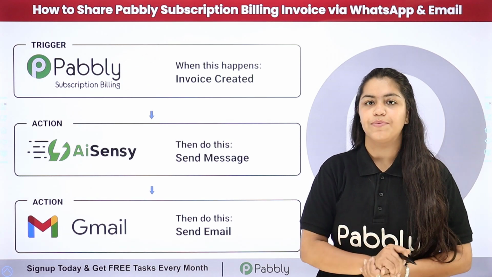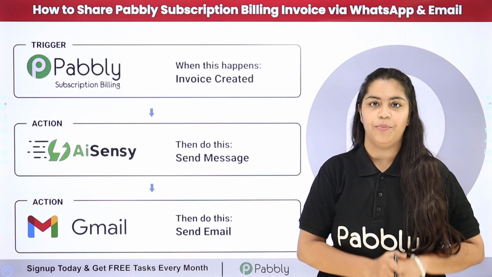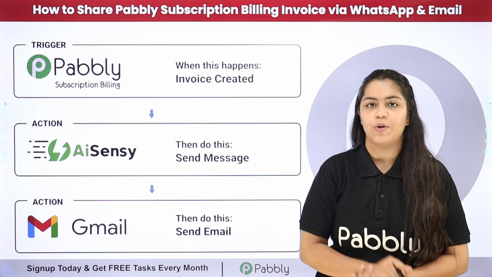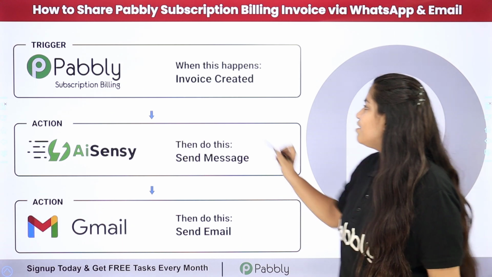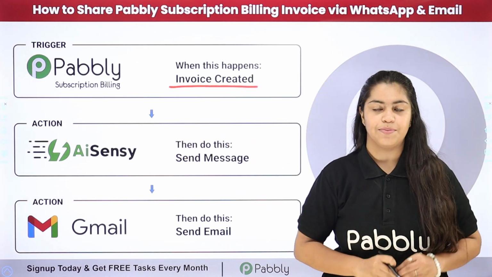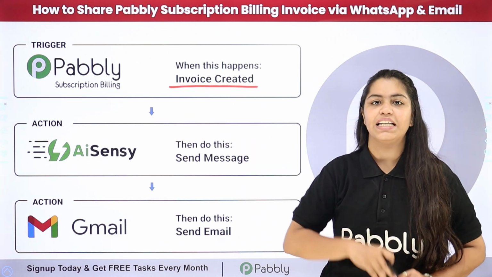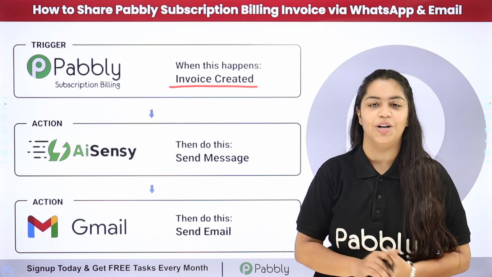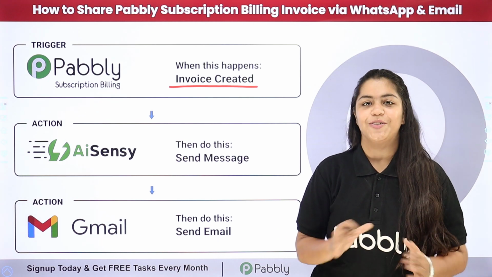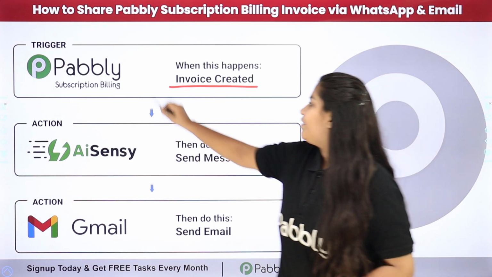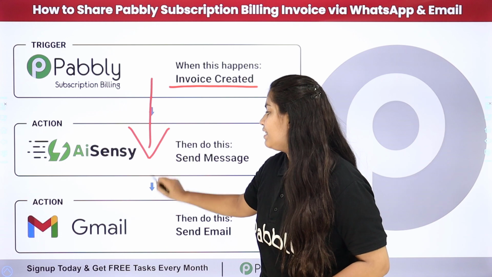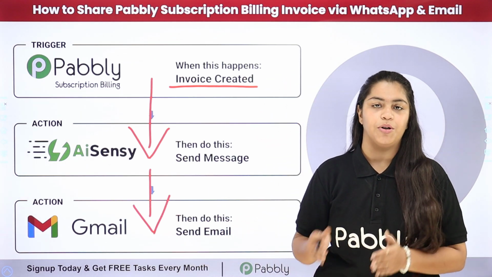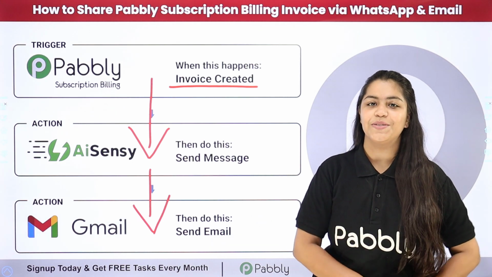I manage the subscription services of a Java programming course on a half-yearly basis. Now to streamline this process, what I want is that as soon as a new invoice is created in my Pabbly subscription billing account, that invoice should automatically be shared on WhatsApp and Gmail with my customer, or my student. So to do this, we are going to create a connection between Pabbly subscription billing, WhatsApp and Gmail. To create this connection without knowing any programming or coding language, we are going to use Pabbly Connect.